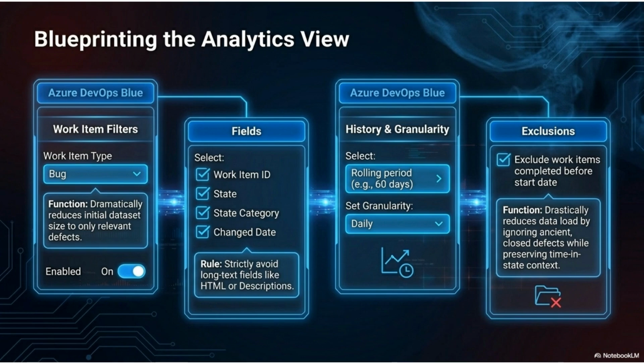Select key fields like work item ID, state, and change date, and set the granularity to daily over a rolling period. Excluding work items completed before a start date drastically reduces the data load.